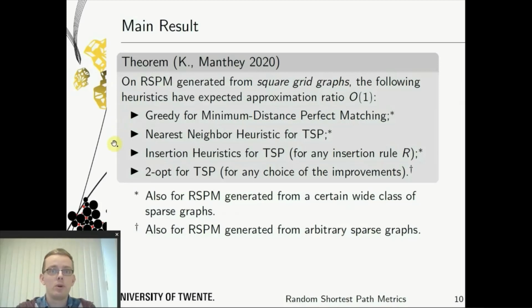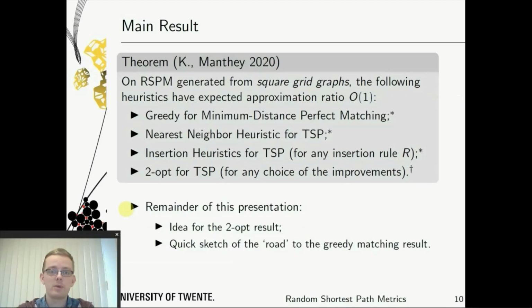But we were also able to obtain a constant expected approximation ratio for the 2-opt local search heuristic for the traveling salesman problem, for which the proof was easily generalized to hold for random sparse matrices generated from arbitrary sparse graphs. And after submitting the paper that I'm presenting here, the results for the three greedy-like heuristics have also been generalized a bit, and they now hold for a certain wide class of sparse graphs, but not for all arbitrary sparse graphs.